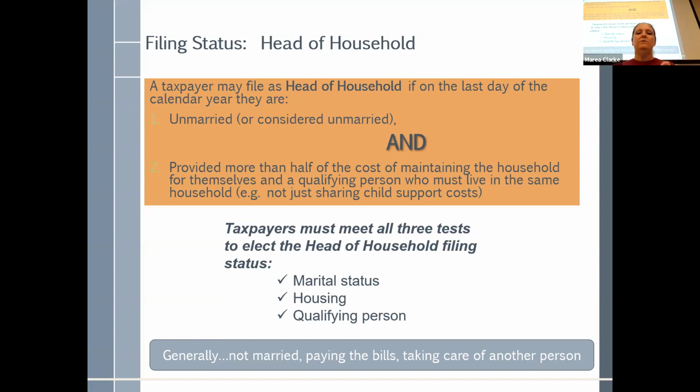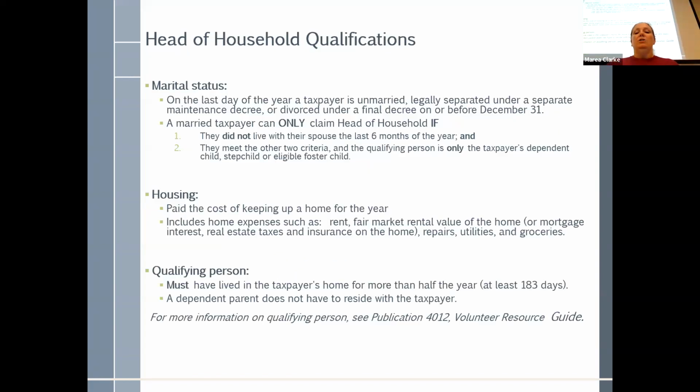All right. And to meet this test, they've got 3 criteria, right? Their marital status has to be right. Their housing situation, that paying for the household. They have to have a qualifying person. So on marital status, it's going to be unmarried or legally separated. If you are legally married, you can still claim head of household if you did not live with your spouse for the last 6 months of the year, and they meet the other 2 criteria, and that the qualifying person is only their child, stepchild, or foster child.